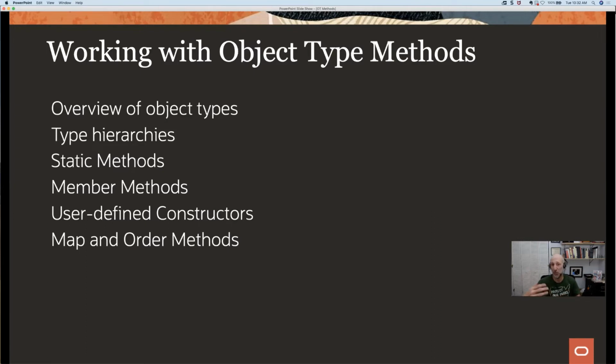For example, in a row in a table, you can have a trigger that then applies the upper logic, but you can't really mess with the system-defined constructor. And finally, map and order by methods. When it's time to do some comparisons and ordering of object type instances, whether it's in a table or in PL SQL, you'll need those to make it all happen.